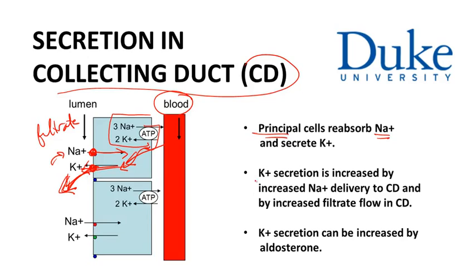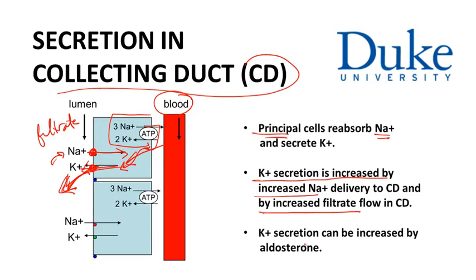So we have two ways then of increasing the secretion of potassium. One is to have a delivery of high amounts of sodium to this region. And secondly is to increase the filtrate flow, delivering a high filtrate flow to the collecting duct.